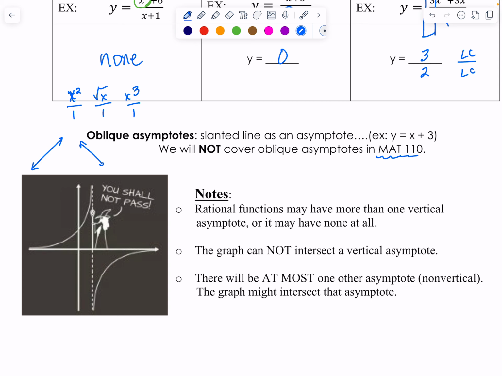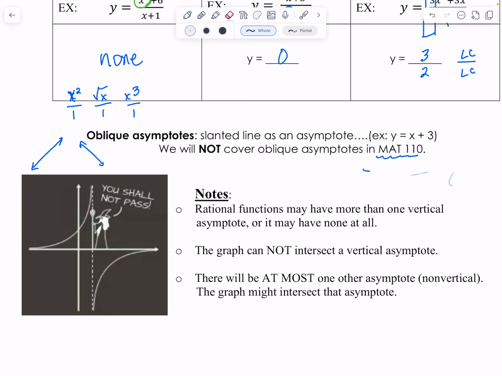It likes to give you a bunch of equations and a bunch of graphs over here, and then you match the graph to the equation, or the equation to the graph. If they have an oblique one, there will only be one oblique. So you can match all of them, and the one that's left would be the oblique asymptote. But we're not going to cover oblique asymptotes in this class.